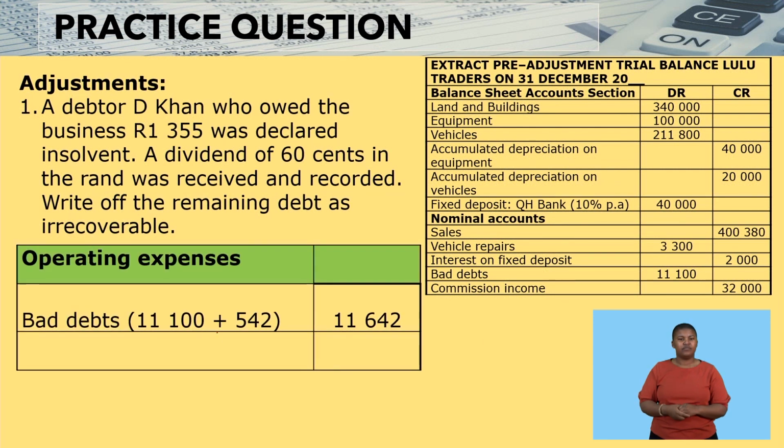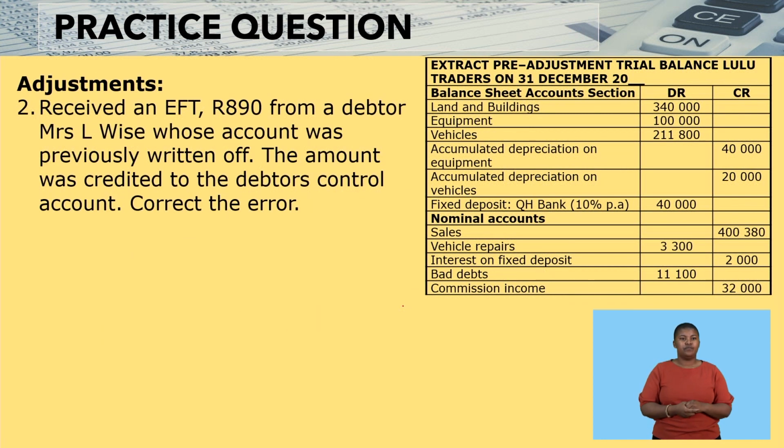Let us look at adjustment number 2. It says, received an EFT from a debtor, Miss Elwise, whose account was previously written off. Previously written off means this account was written off as a bad debt. The moment an account is written off as a bad debt, we remove it from our debtors' accounts. The amount was credited to the debtors' control account. Correct the error.